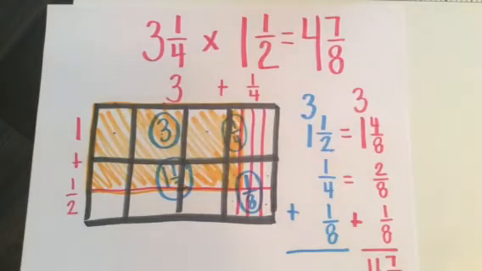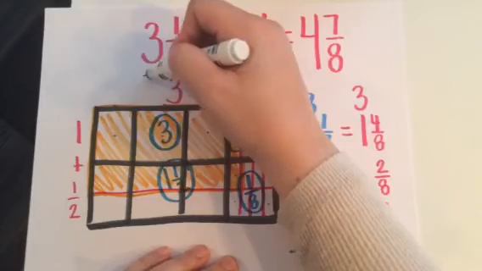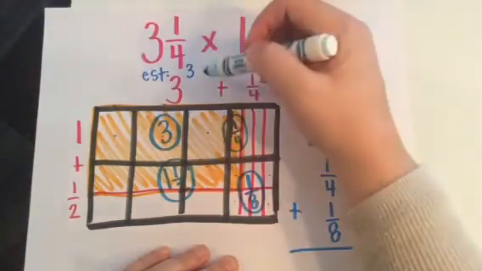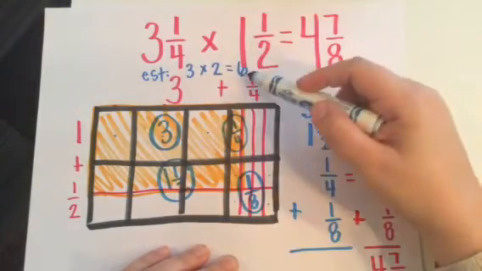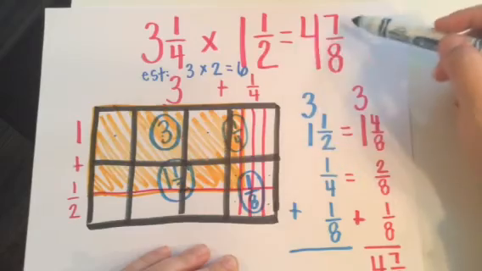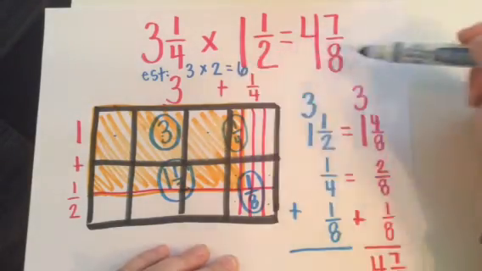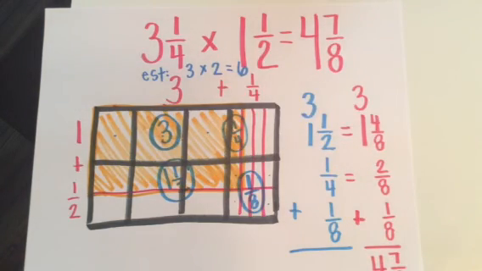I could estimate just to make sure that that answer is reasonable. I would say that 3 1/4 we could say is close to 3, and 1 1/2 is close to 2. If I multiplied those two, I would get 6. And our answer of 4 7/8 is just 1/8 away from 5. Regardless, either way we look at it, 4 7/8 is close to 6, and so we know our answer is reasonable.